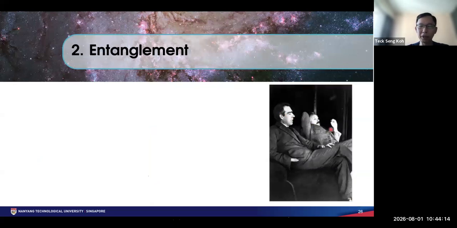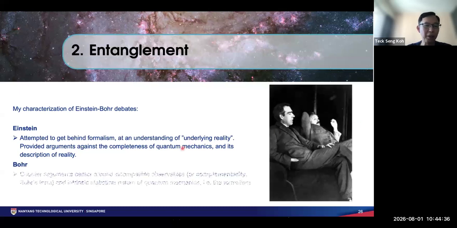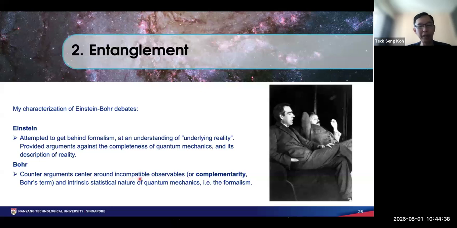So this is a famous picture of Bohr and Einstein discussing, and they had famous fierce debates. And my characterization of their debates is that Einstein tried to get behind this formalism to an understanding of so-called underlying reality. Okay, Bohr had counter arguments centered around incompatible observables, like what we talk about. He didn't quite use this term. He used this idea of complementarity, but it meant the same thing. Okay, and he kept insisting, okay, intrinsically, inherently there's some randomness.